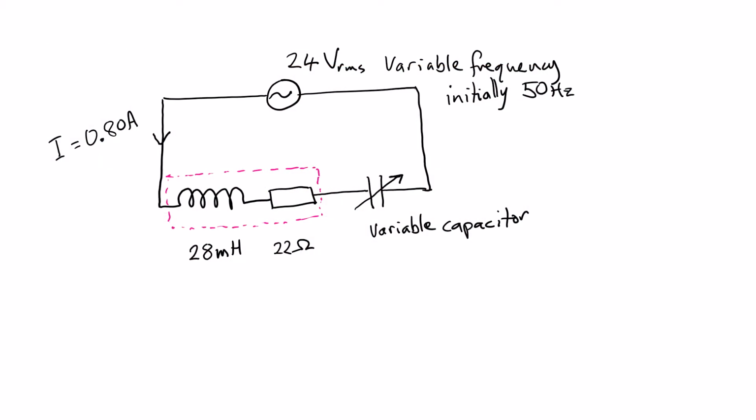Here it is, we've got our voltage source, and at the moment it is 50 Hz, but it's variable frequency, so that could change, and it's set at 24 volts RMS, and the current in the circuit is 0.8 amp.